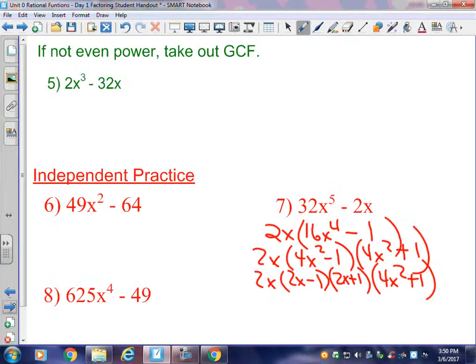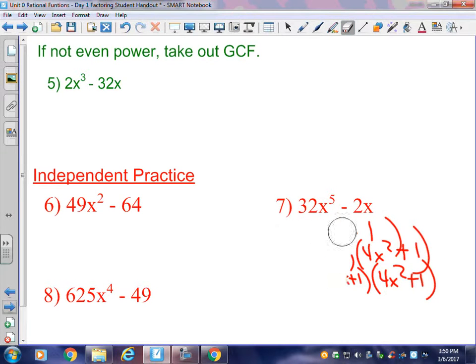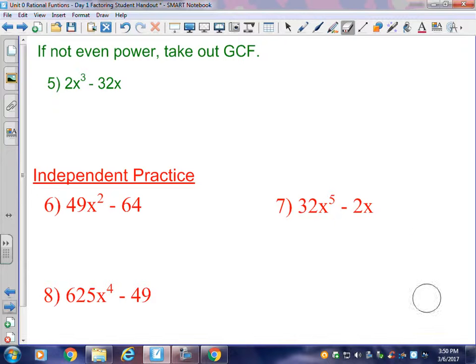But once in a while there'll be an extra step, like this one, for example. This is not an even power problem. But if I worked with it really quickly, it would be an even power problem. So I take a few of these terms out. For example, I can take out a 2 and an x and get x squared minus 16. And then it becomes an even powered problem that works for FOIL.